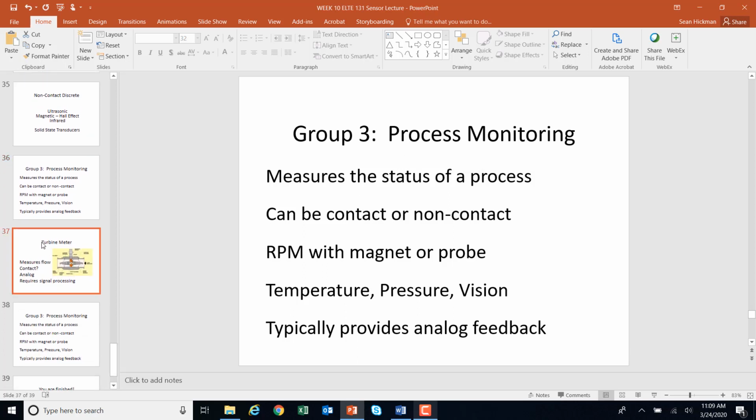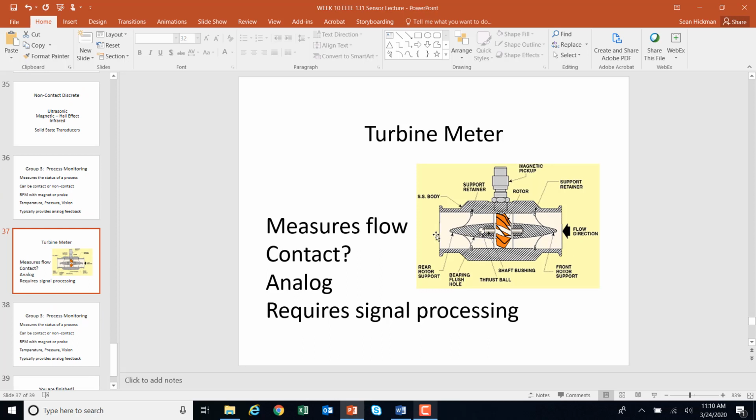Here's an example, a turbine meter. It measures flow. So you have a turbine meter here. If you push a bunch of water through here, this turbine spins. Okay. Contact, yeah, the water is making contact with the meter. So it's spinning. It's going to return an analog value, because it might be 6 gallons per minute or 7.3 gallons per minute or whatever. But when this turbine spins, it sends an electrical signal, and we're going to have to process that signal with a computer to see what happens.